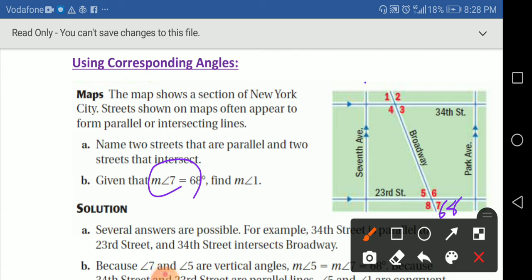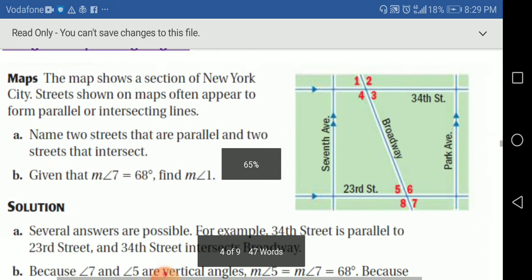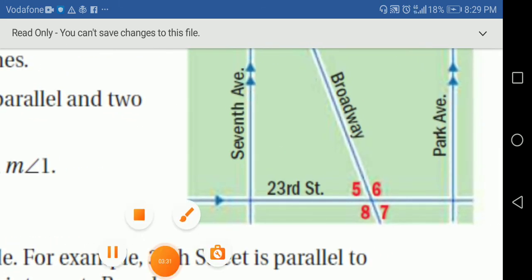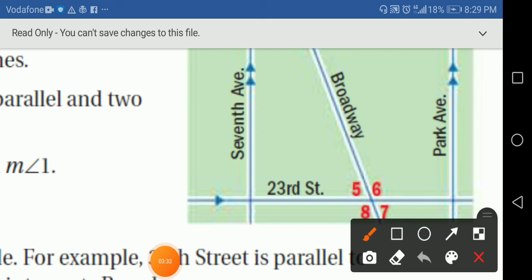he asks me to find the measure of angle 1. So how can I find this? Broadway intersects this line, which is 23rd Street. Angle 7 is congruent to angle 5. Why? Vertical opposite angles. They are opposite to each other. So we have vertical opposite angles.